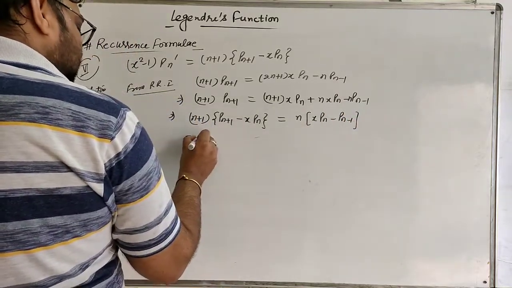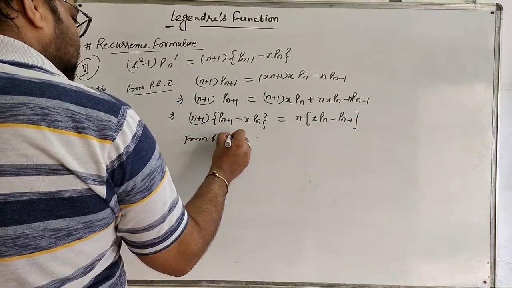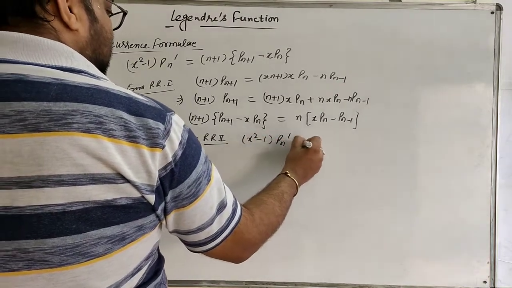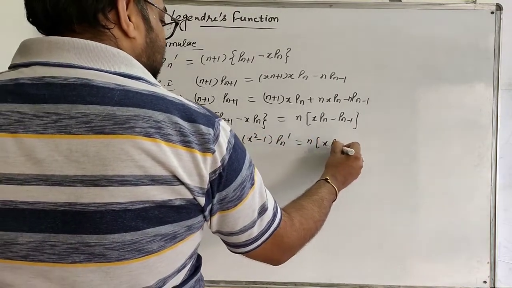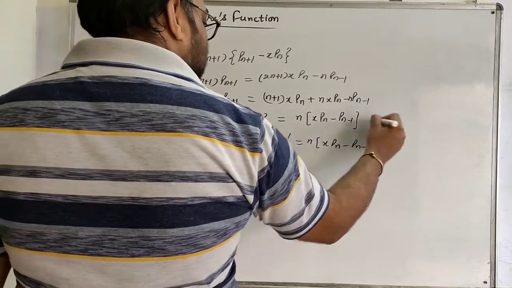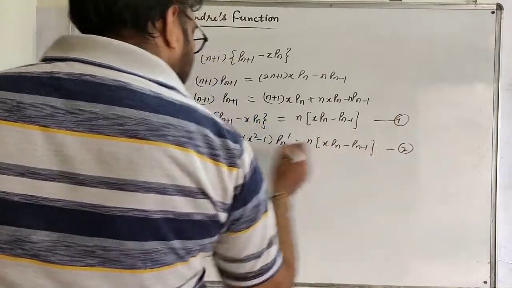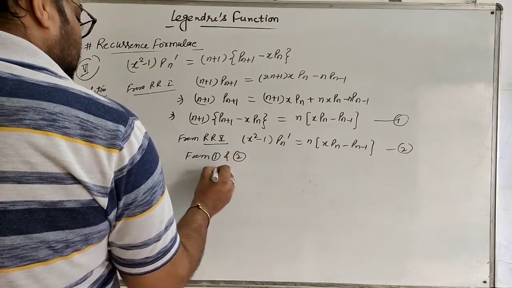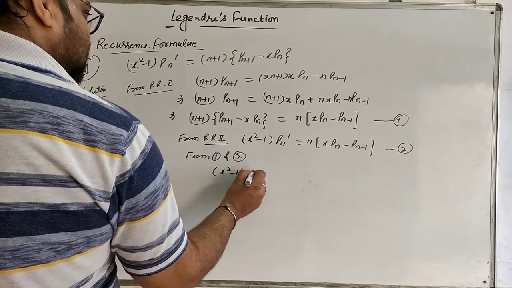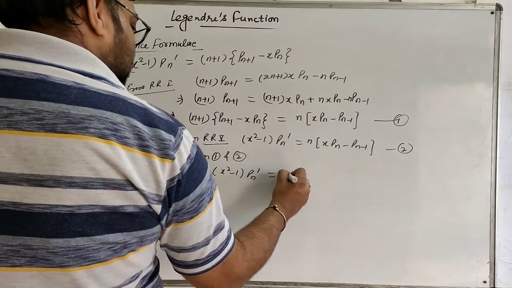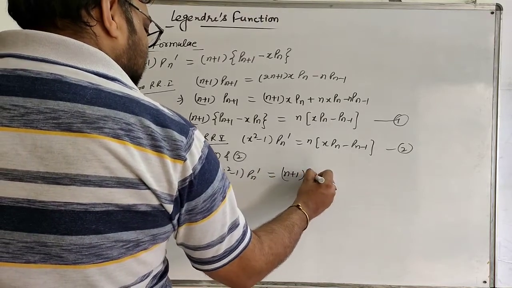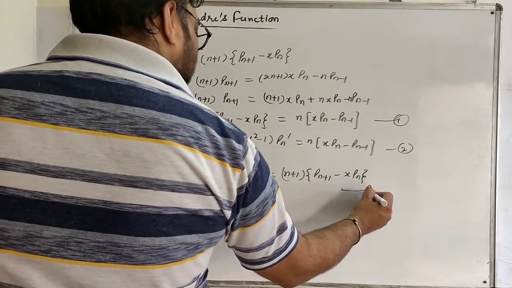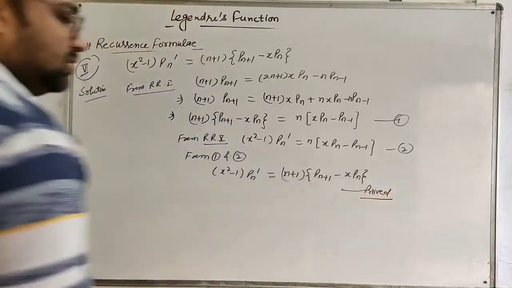So from Lagrange relation fifth, (x square minus 1) Pn' is equal to n(x Pn minus Pn-1). So from 1 and 2, (x square minus 1) Pn' is equal to (n plus 1)(Pn+1 minus x Pn), which is the required Lagrange relation 6.